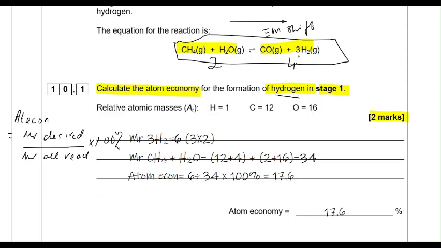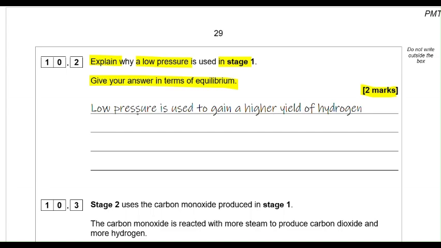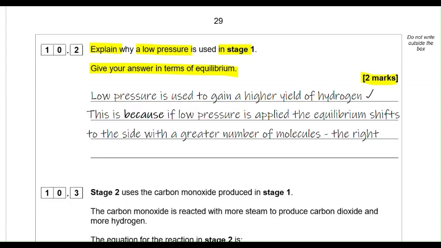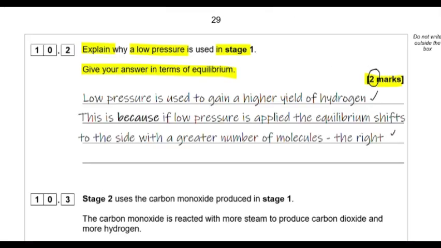So back to the answer space. Low pressure is used to gain a higher yield of hydrogen because we're going to get more of it moving to the right. That's your first mark. And because it's an explain, you know what I'm going to say, we need one of those connectors. This is because if low pressure is applied, the equilibrium shifts to the side with the greater number of molecules, i.e. the right. And that's your second mark. 3.